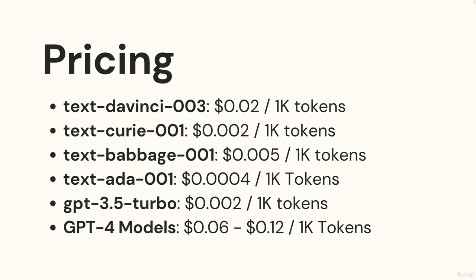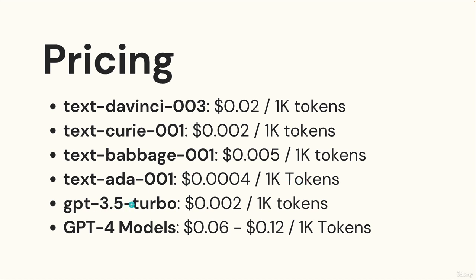So speaking of pricing, here's the latest pricing data. I imagine some of this will change, but you can see Text DaVinci 003 is 2 cents per 1,000 tokens. Compare that to Curie, which is 10 times cheaper, right? It's 0.2 of a cent for 1,000 tokens. Babbage is $0.005 for 1,000 tokens. Ada is a lot cheaper, sorry, $0.004 per 1,000 tokens.